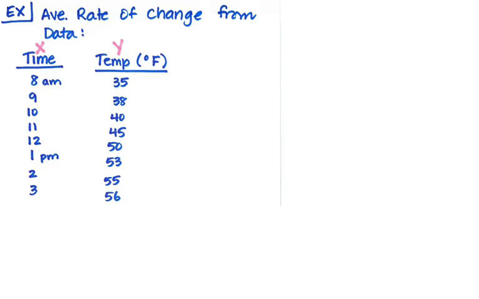Here's another problem where instead of an equation, I give you a bunch of data. We have particular times and we have the temperature. Our time is our input and the temperature is our output. And the changes in time are hours. So the change from 8 to 10 would be 2 hours. The change from 11 to 2, well, I always do this, say 1, 2, would be 3 hours, okay?